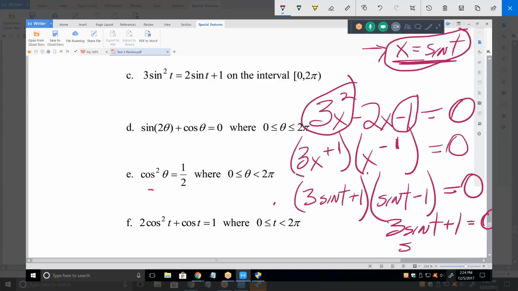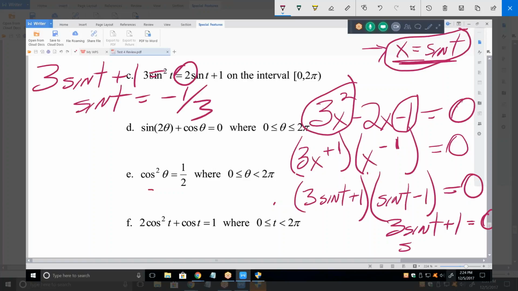So here's what I have. I'm going to start this. 3 sine t plus 1 equals 0. Solve that. Negative 1/3. Solve that. What angle? And we're looking at angles that are between 0 and 2 pi. So what's t going to be equal to? Remember, we're solving for the angles here.